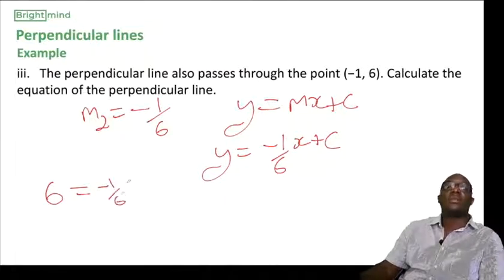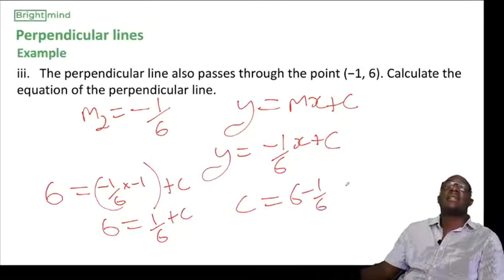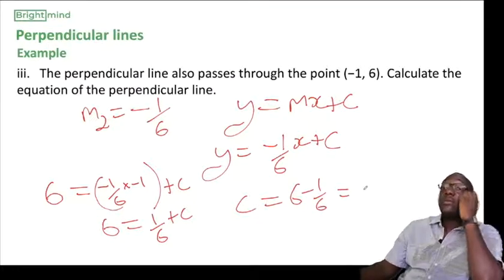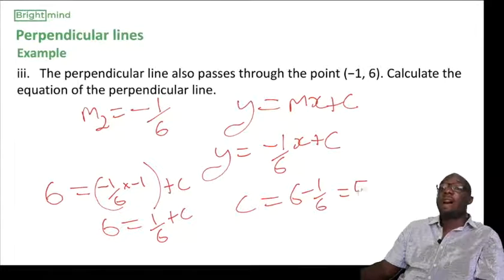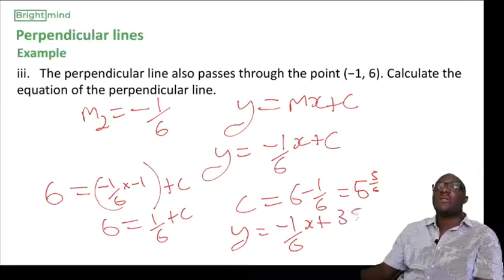So I'm going to get -1/6 times -1 plus c, where that's x and that's the gradient. So I know that 6 is equal to 1/6 plus c. C is therefore equal to 6 minus 1/6, which you will find is 5 5/6. So y is equal to -1/6 x plus, we're going to put this as an improper fraction, 35/6.